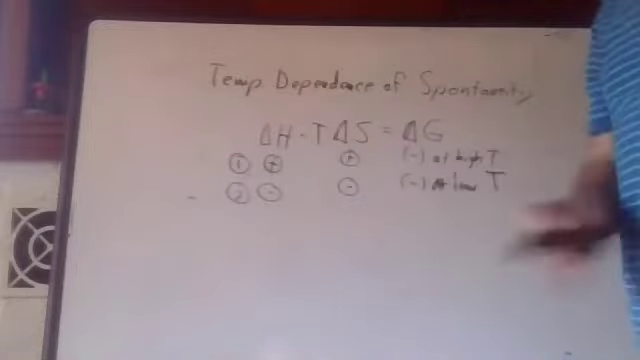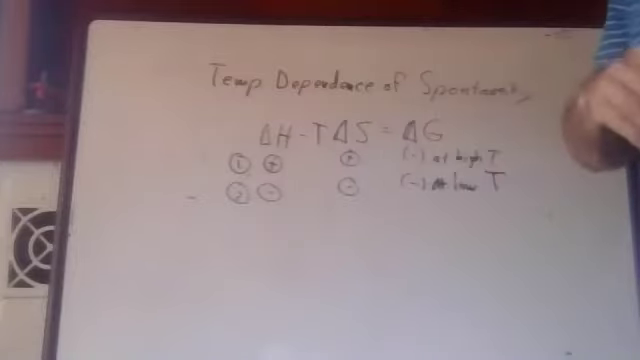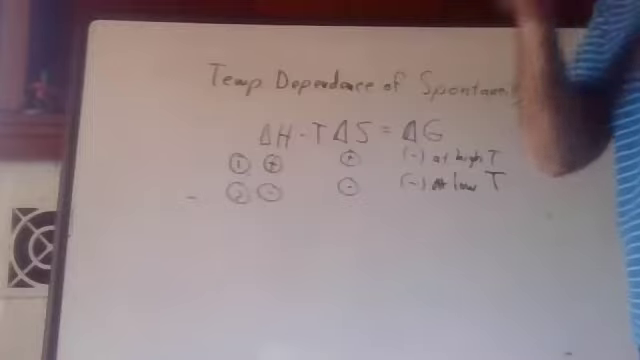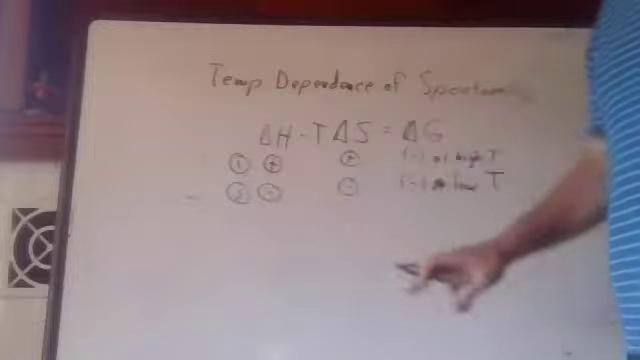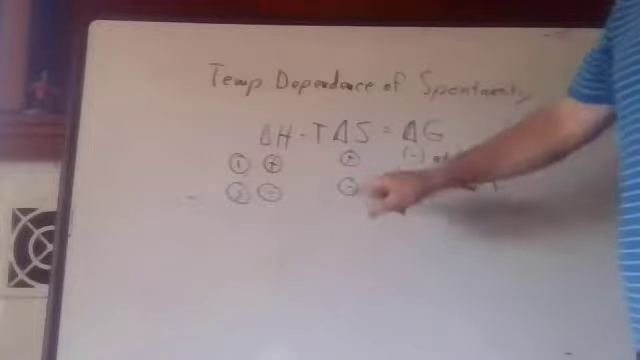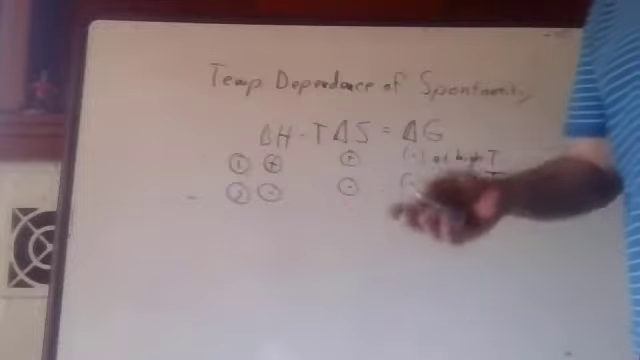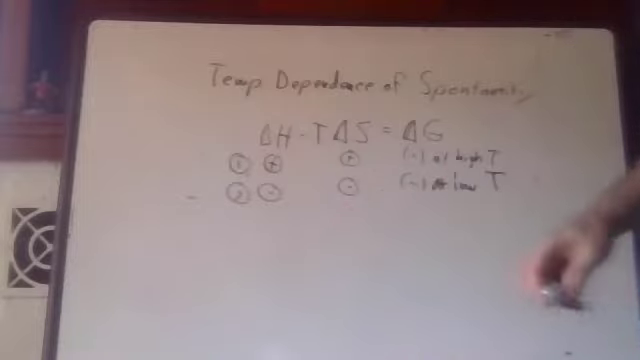So that would be the case, let's say, if you're freezing water. If you're freezing water, energy has to come out. Heat has to come out of the water, which would be a negative delta H. And you're creating order, which would be a negative delta S. And of course, water freezes at low temperatures.